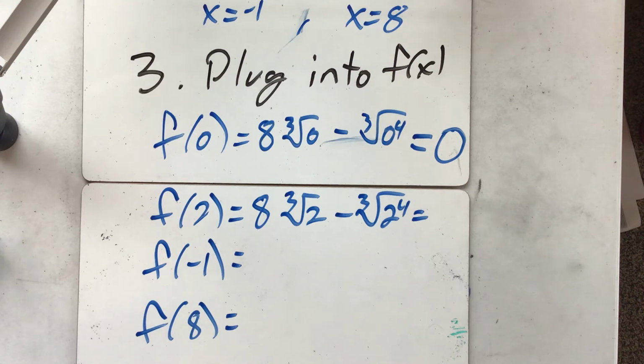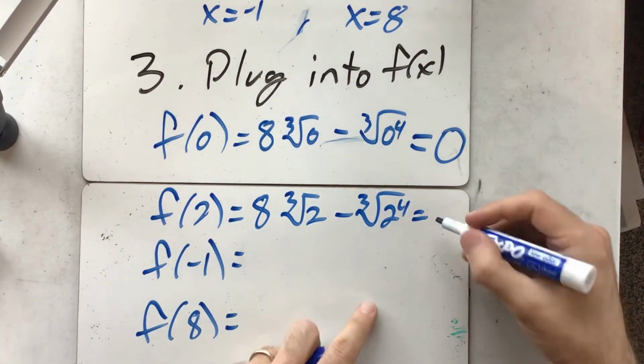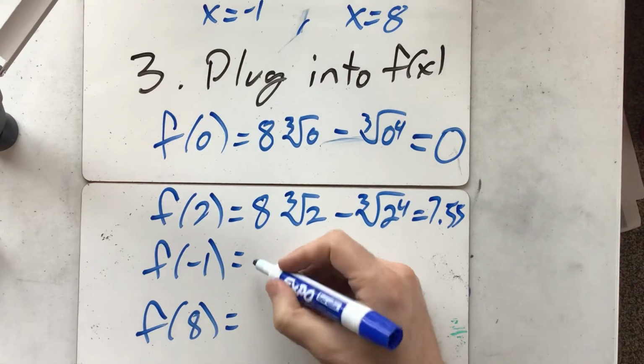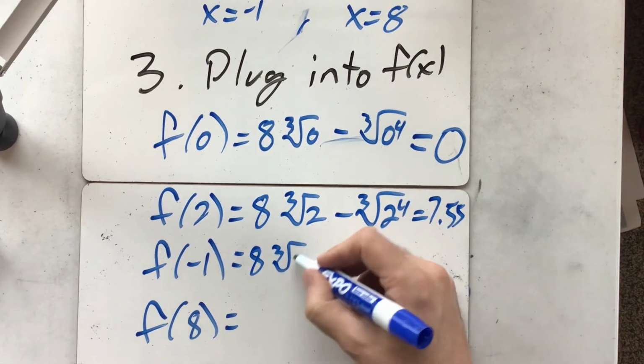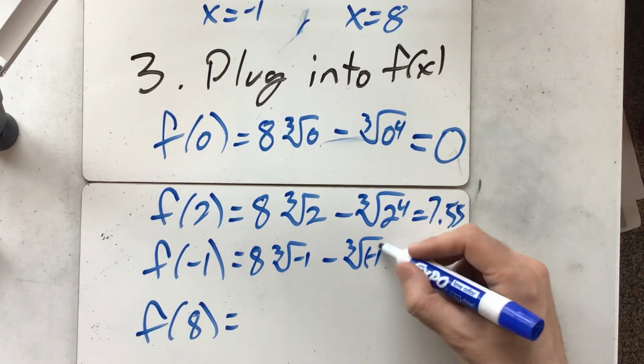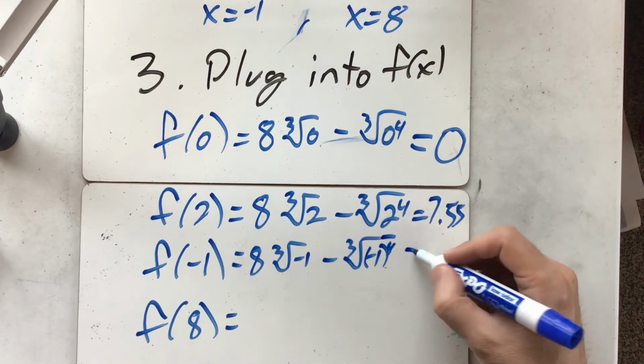Okay, so I'll do 8 times that answer minus answer to the 4th. I got 7.55 is what I got for this. Hopefully that's right. I got 7.55 for that answer. And now I've got -1, so that's 8 times the cubed root of -1 minus the cube root of -1 to the 4th.